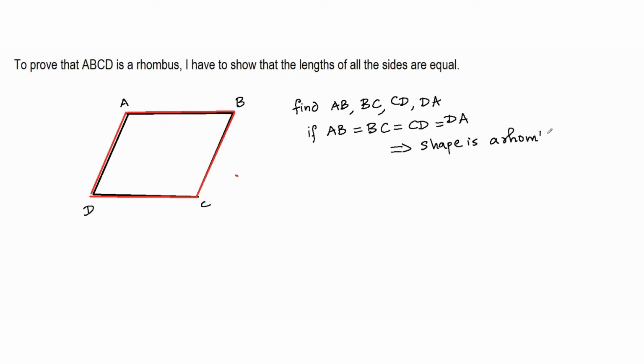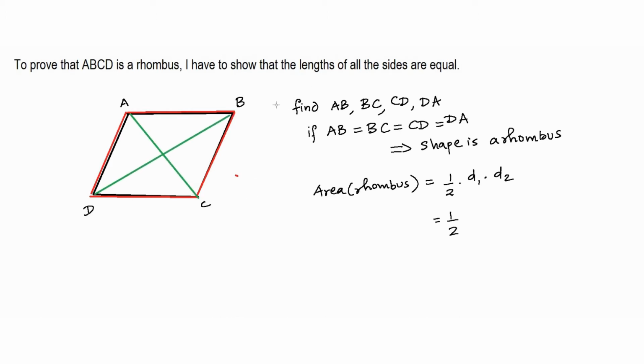Now if I want to find the area of this rhombus, I know that the area of a rhombus is given by half times the product of the diagonals, that is diagonal 1 multiplied by diagonal 2. So what I would do is use the distance formula to calculate the distance between A and C. I would also use the distance formula to calculate the distance between B and D. So these would be the two diagonals and therefore the area would be half into AC multiplied by BD. This would give me the area of the rhombus, right?